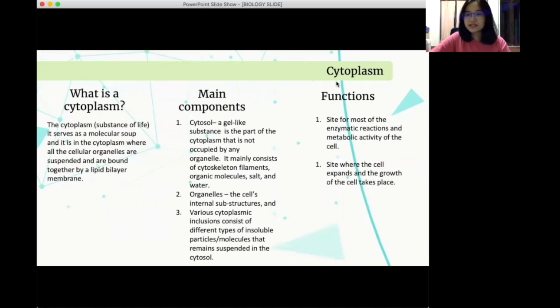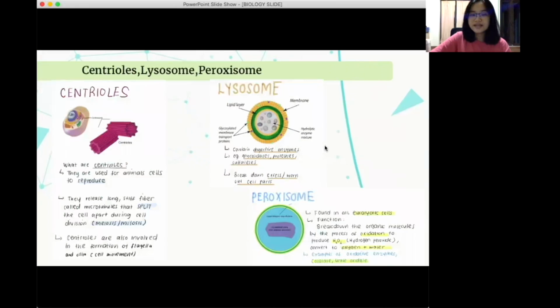Next is the cytoplasm. It's the substance of life, and it has three main components. The first one is cytosol. It consists of cytoskeleton filaments, organic molecules, salt, and water. The second is organelles, and the third is various cytoplasmic inclusions. The function of the cytoplasm itself is to be the site for most of the enzymatic reactions, and also the site where all of the cells expand and grow. Next, my friend Dinia will continue our presentation.